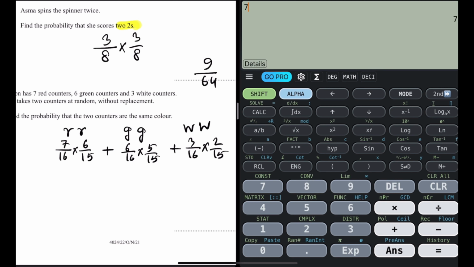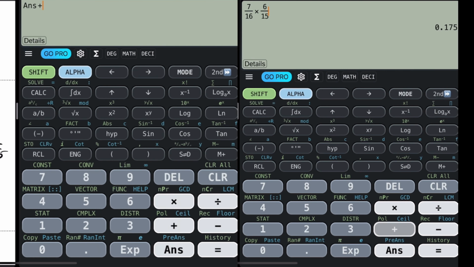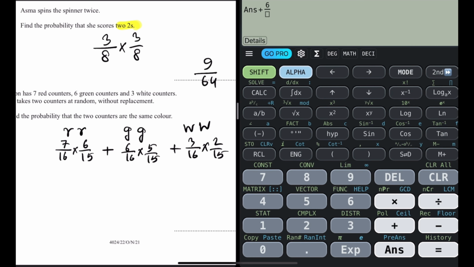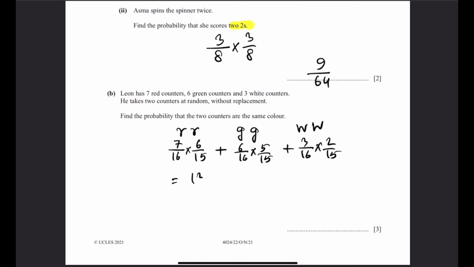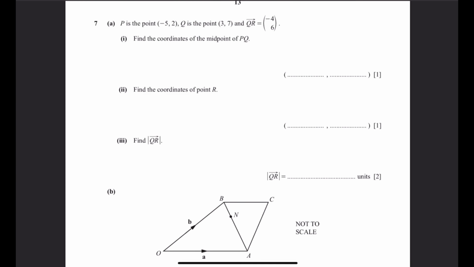7 by 16 into 6 over 15, plus 6 over 16 into 5 over 15, plus 3 over 16 into 2 over 15. So this is 13 by 40. Next question.